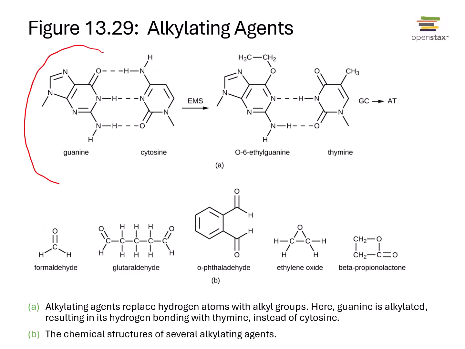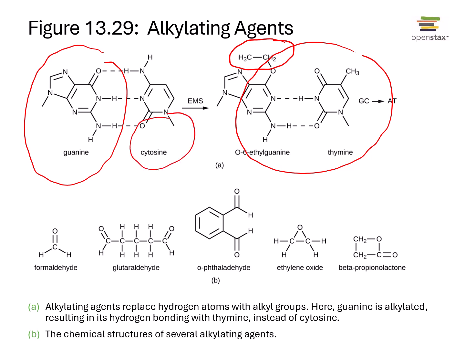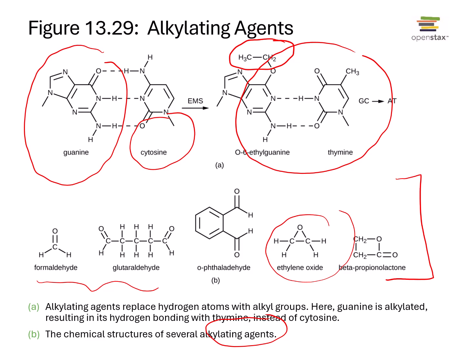Here we can see guanine, one of our nucleotide bases, is being alkylated. So here it receives an alkyl group, and that results in binding with thymine instead of cytosine. So we have altered DNA structure there. And then here are examples of several different types of alkylating agents: formaldehyde, glutaraldehyde, ethylene oxide, etc.